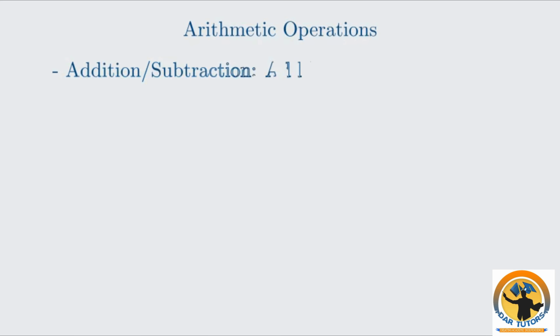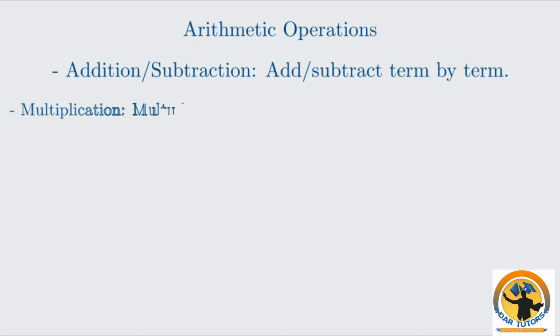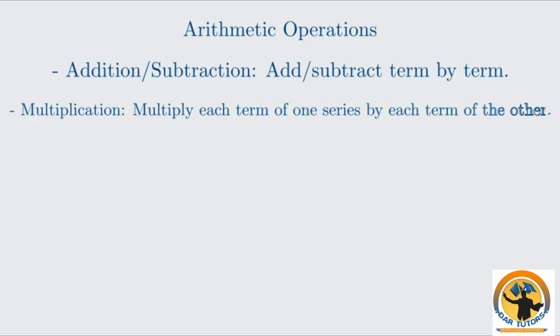Now, let's explore how to perform arithmetic operations on Maclaurin series. We can add, subtract, and multiply series just like polynomials. The key principle is that we can add or subtract 2 series term by term. For multiplication, we use the distributive property, multiplying each term of one series by each term of the other.